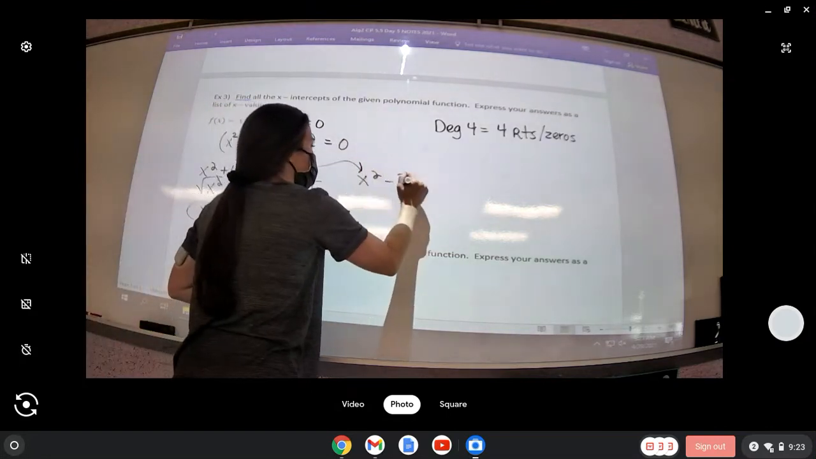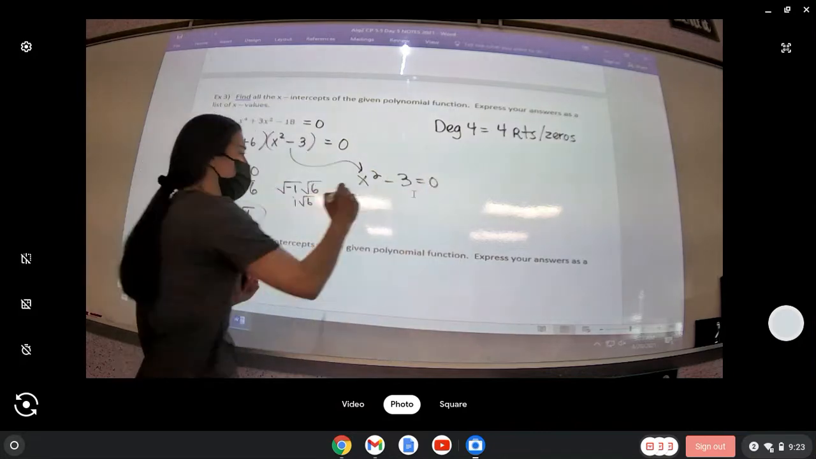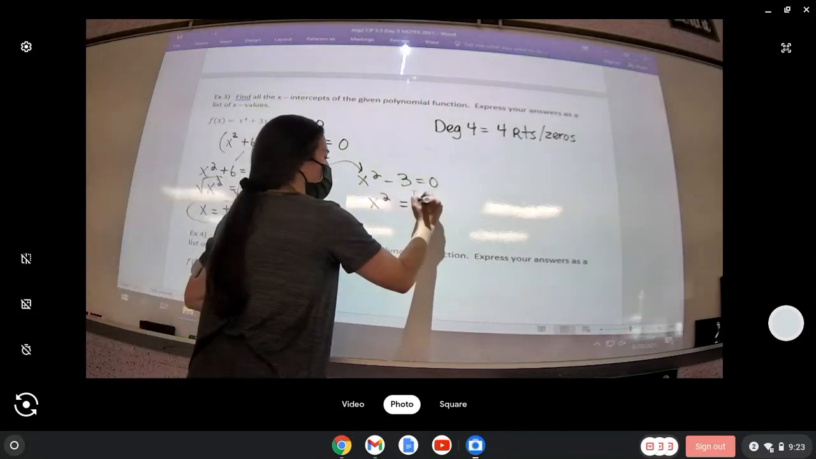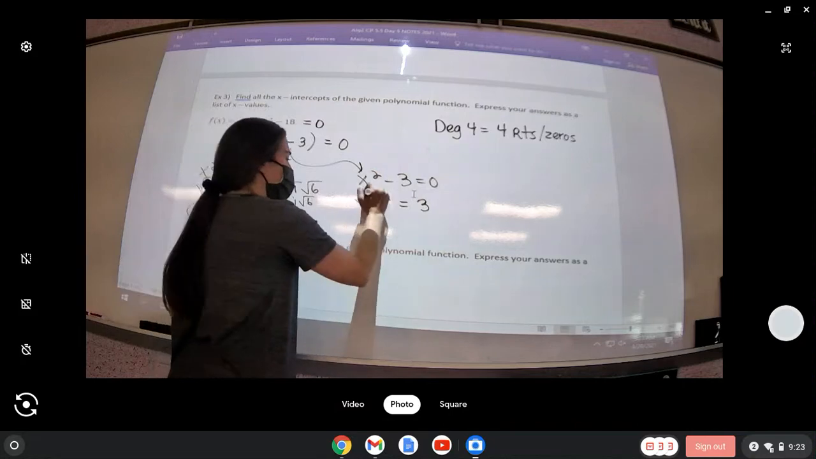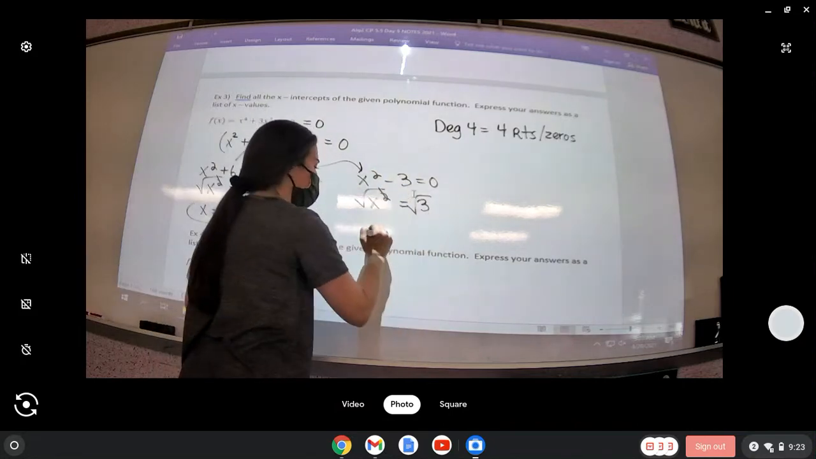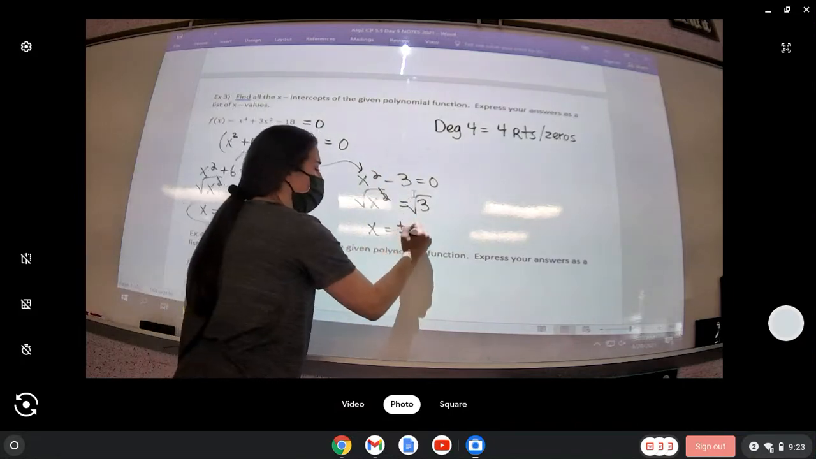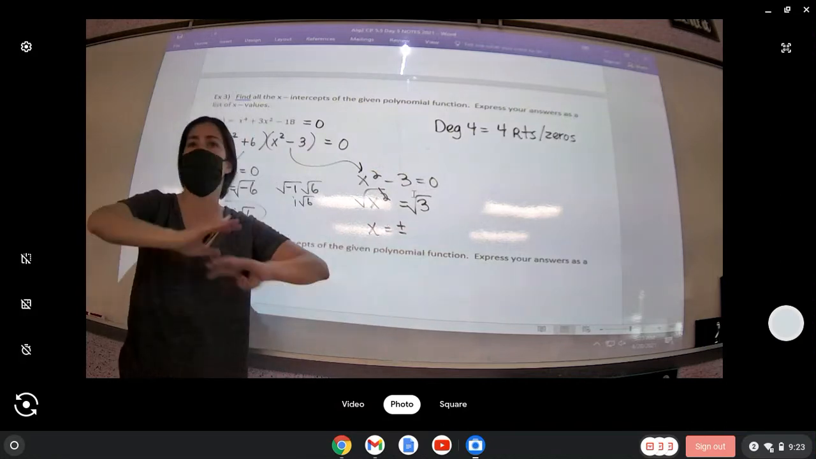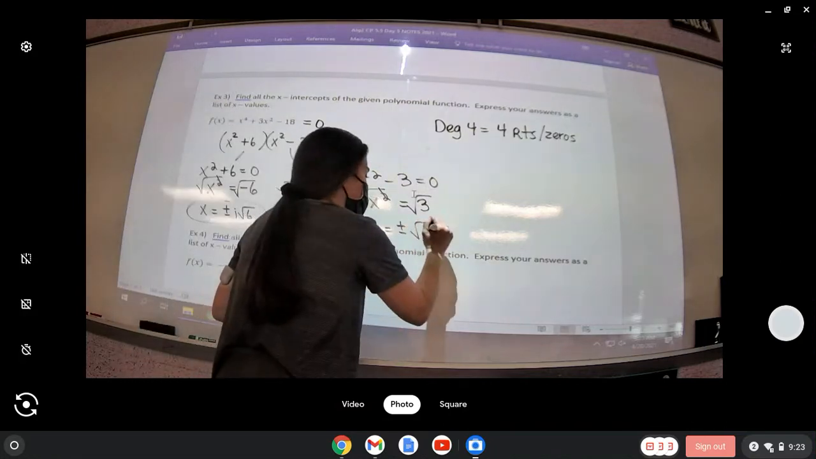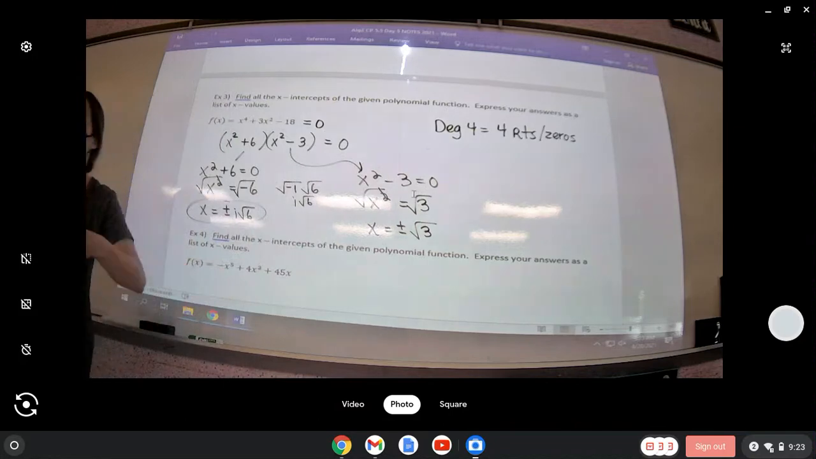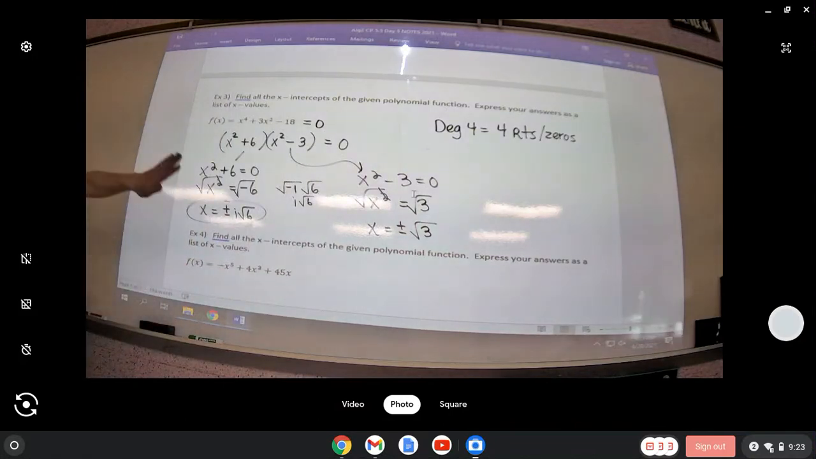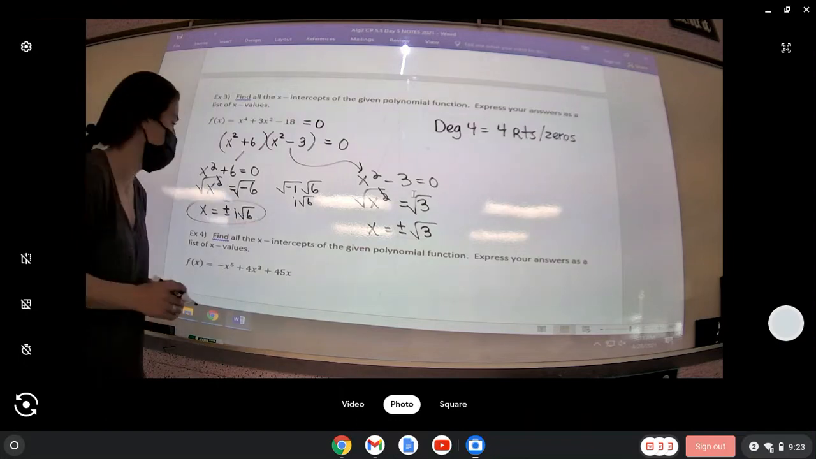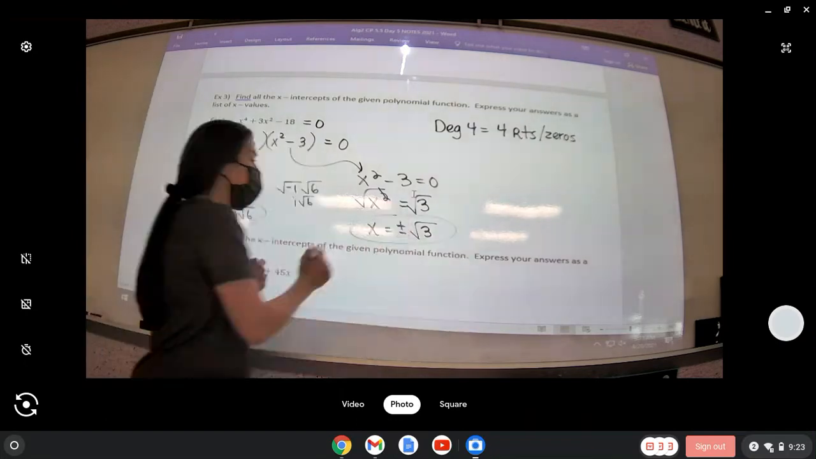Take this factor, set it equal to 0. I'm going to add 3, so that's much better. Take the square root of both sides. X will be, I'll get 2 answers, plus or minus the square root of 3, can't simplify it. It stays. It's like 1.7 and negative 1.7, but we want exact answers, not these irrational, never-ending, non-repeating decimals. All right, so those are my 4 answers.